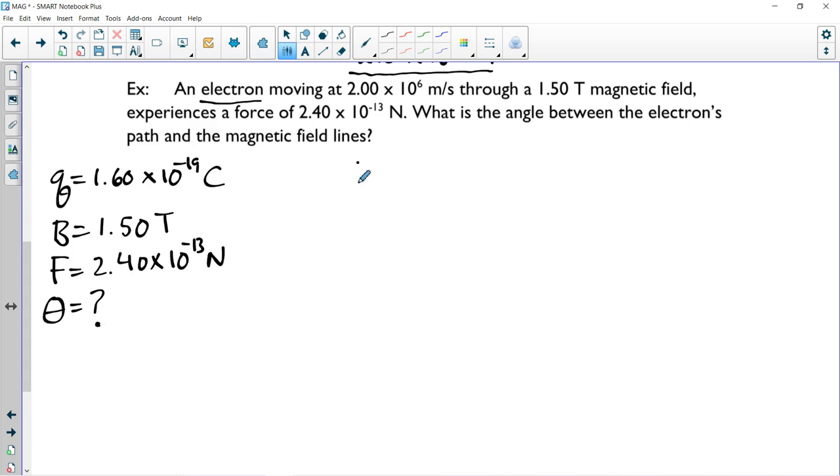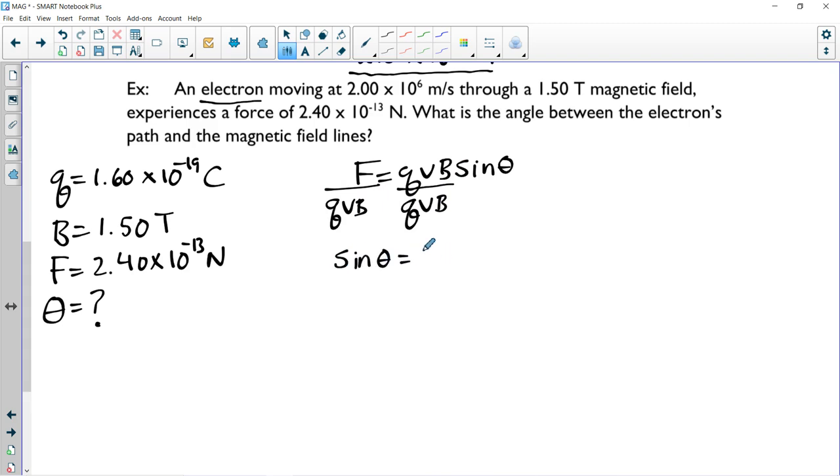So again, we look at our formula. F equals QVB sine theta. So ultimately we want to solve for theta, but before we do that, let's solve for sine. So we've got to keep the sine, everything else has got to go. So divide everything by QVB. So it's sine theta equals F divided by QVB. So let's go ahead and see if we can find the value of sine theta, and then we'll find theta after that.